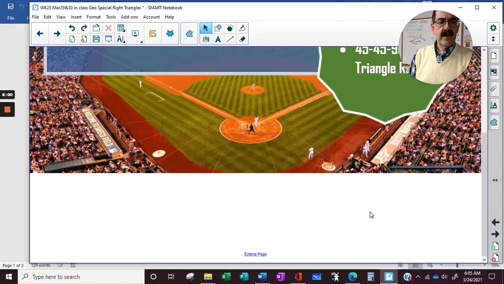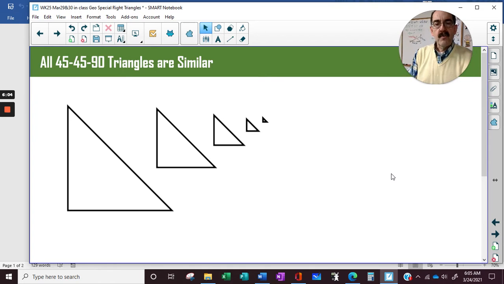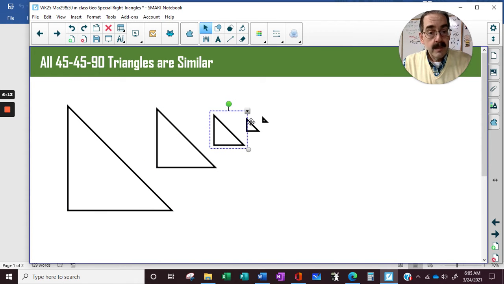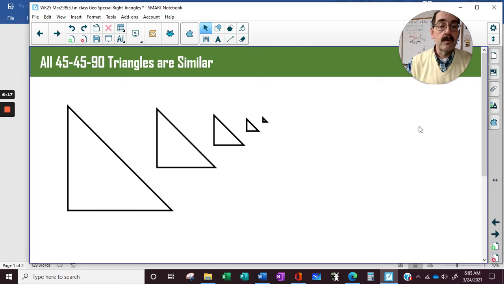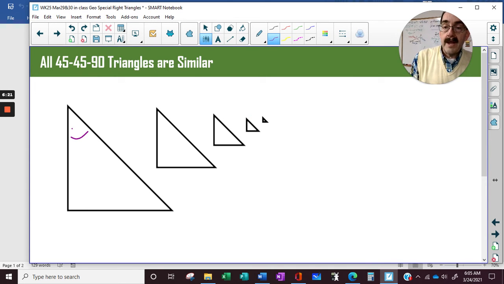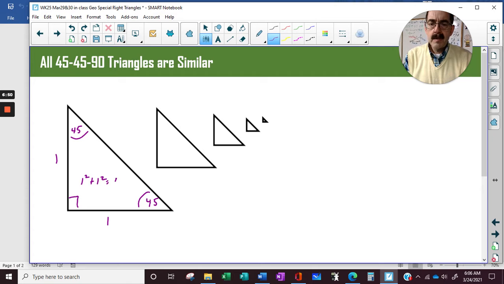So, let's look at our 45-45-90s. No matter what size we make them, they're all the same, aren't they? They're similar, and they're similar by the angle-angle rule. We had a square, and we cut it in half, and we shrunk it down. 45, 45, 90. Remember the other day, Mr. Miller, we went 1, 1, we did the Pythagorean theorem, the hypotenuse squared, and we got 2, we took the square root, and this was square root 2.